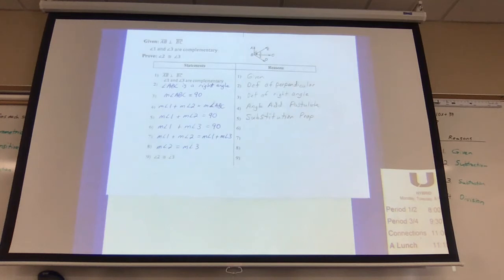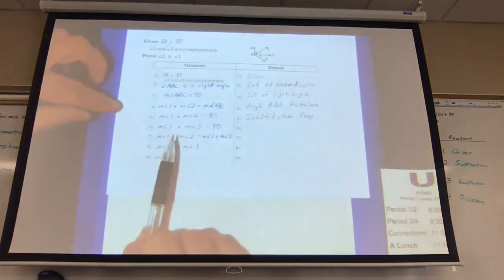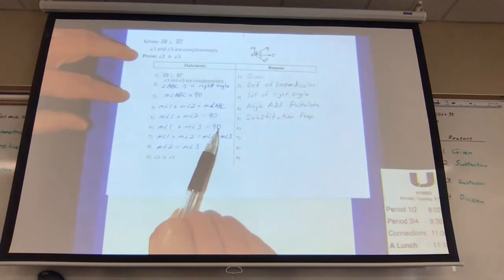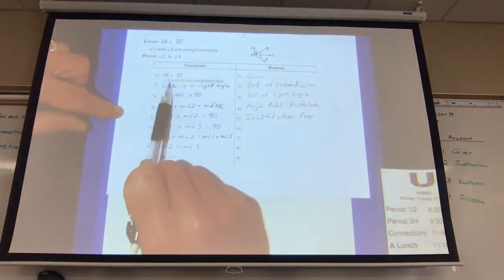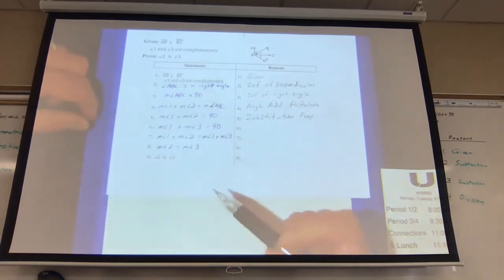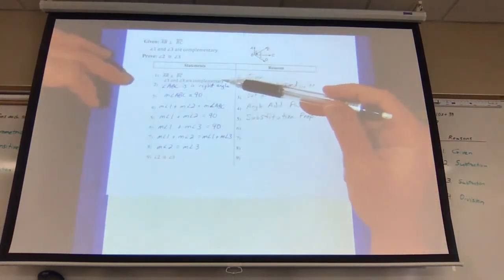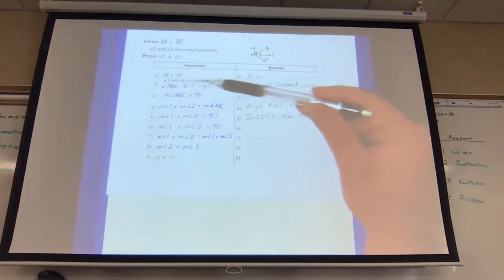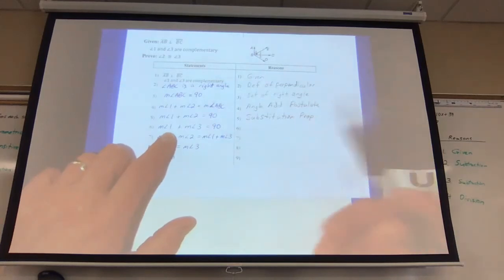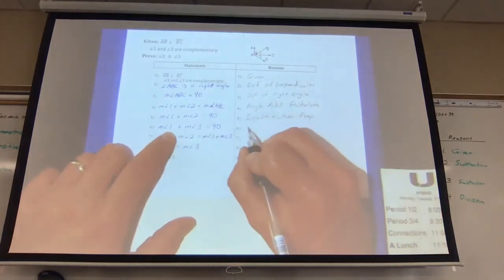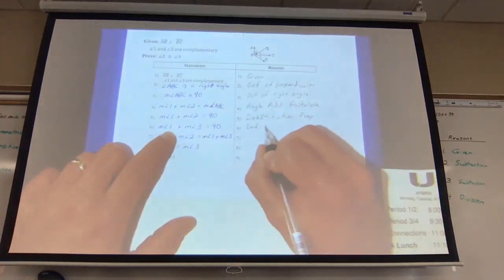Now, step 6, this one, you're probably not going to see right away. Angle 1 plus angle 3 equals 90. This goes back to the given. Back here in the given, we said angles 1 and 3 are complementary. If they're complementary, our definition of complementary says that they're going to add up to 90. Since they are complementary in the given, that means they're going to add up to 90 down here in step 6. This is the definition of complementary.